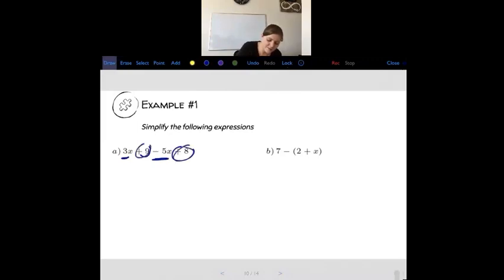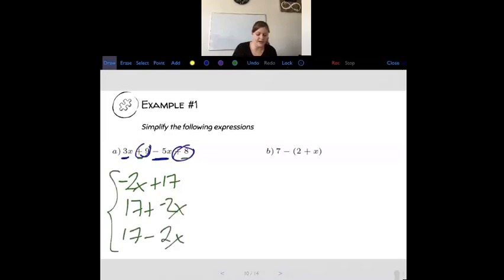So in order to simplify this then, 3x plus -5x is -2x, and 9 plus 8 is 17. So this is one way you could write it. You could have also written the 17 first, okay? Or either one of these three is okay.